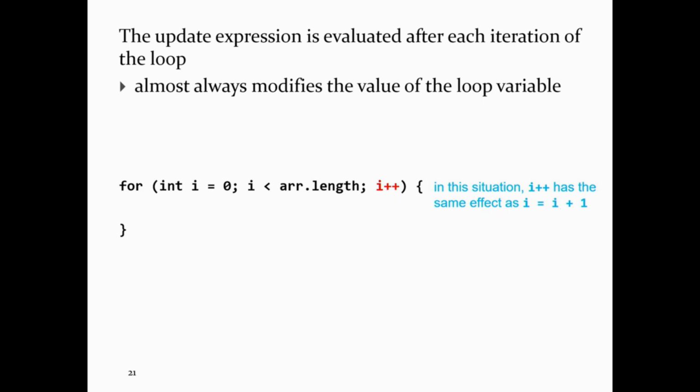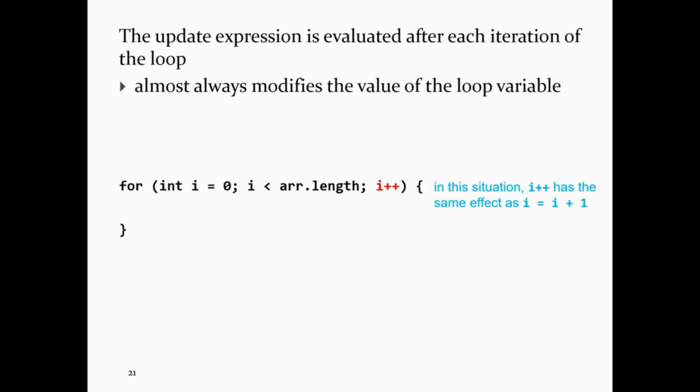Now you have to be careful about translating i++ to i = i + 1. It turns out they don't exactly mean the same thing. There is a subtle difference, but for the time being, it's fine. i++ means increment the value of i by 1. You could write it out manually as i = i + 1, that's fine.